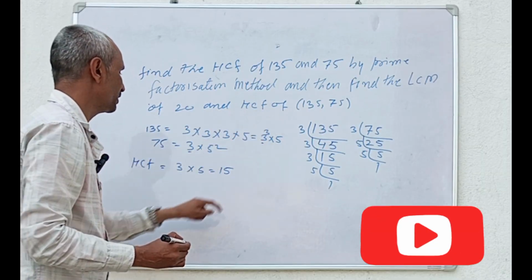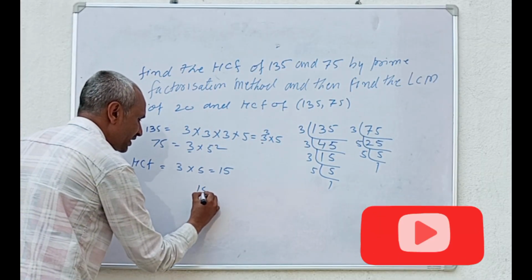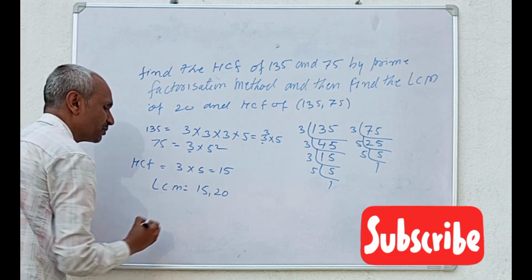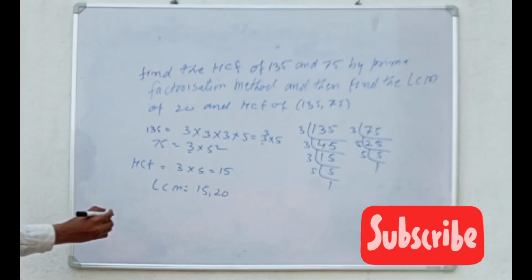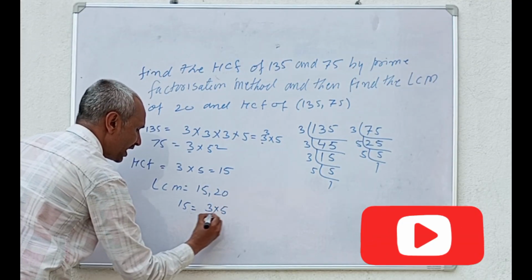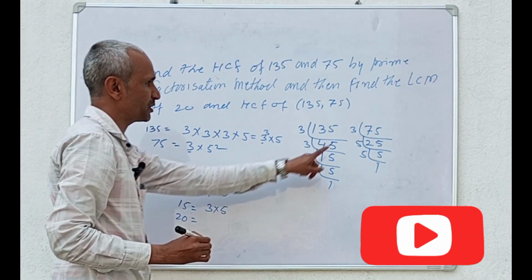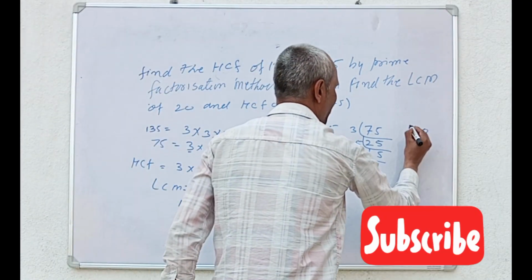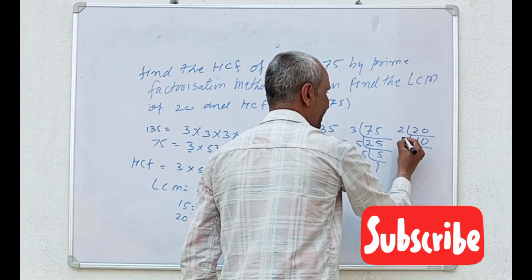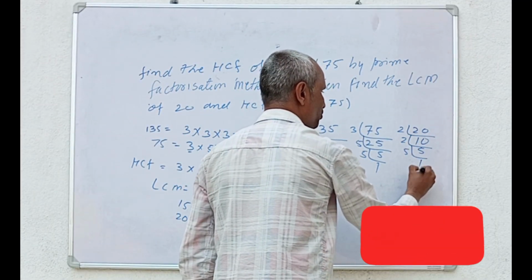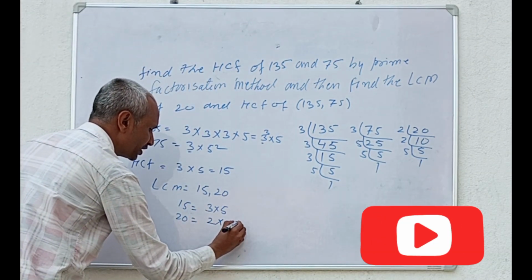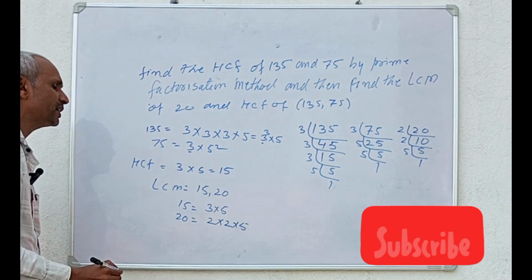After finding the HCF, we are asked to find the LCM of 20 and the HCF. So the numbers become 15 and 20. We are going to find the LCM of these numbers by prime factorization method. 15 is equal to 3 into 5. And 20 we can write by prime factorization: it is an even number, so divisible by 2, 2 tens are 20, again 2, 2 fives are 10, 5, 1. So 20 is equal to 2 into 2 into 5, which is 2 to the power 2 into 5.